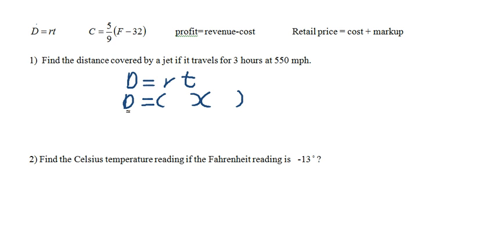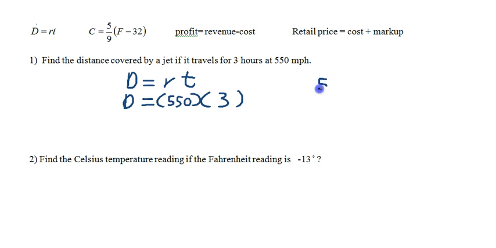So it says, find the distance covered. It's always going to be what we're looking for. So on each you're going to look for distance, Celsius, profit, or retail price on these. These are just evaluating, plug them in the formula. Okay, so find the distance covered by a jet if it travels for 3 hours. So is that rate or time? That's time. And then the rate is 550 miles.